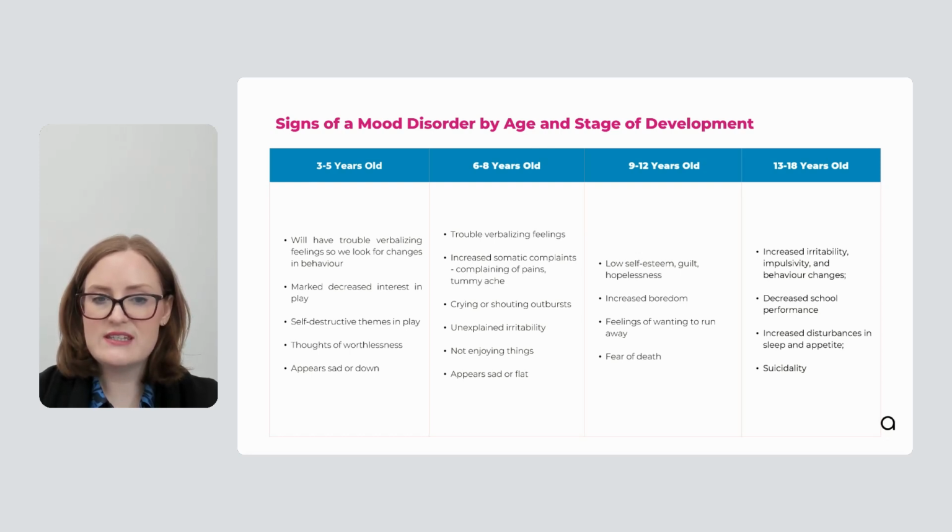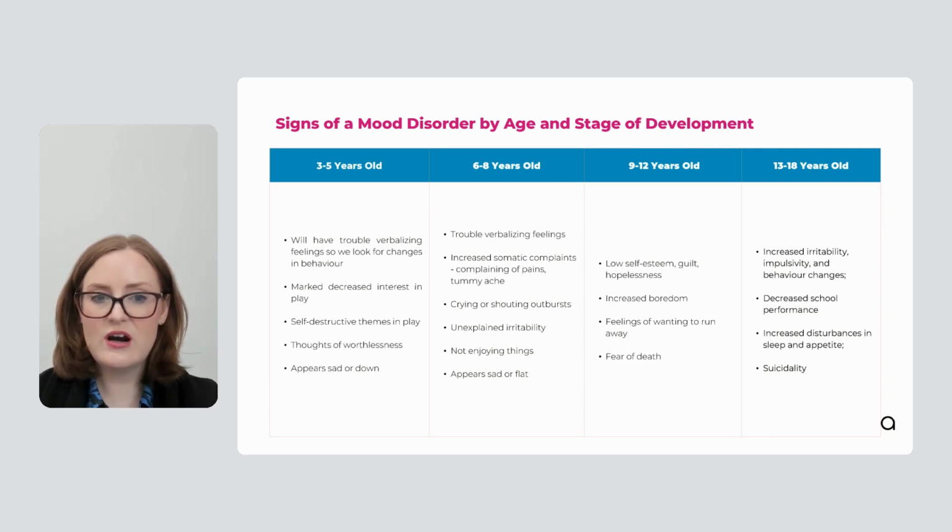In children who are 6 to 8 years of age, they will often have difficulties verbalizing their emotions as well. So we might see increased somatic complaints, in that way, increased physical complaints. So complaining of pains, aches, tummy aches, complaining of feeling unwell. We might see more crying or shouting outbursts than normal. Unexplained irritability. Not enjoying things and appearing sad or flat.